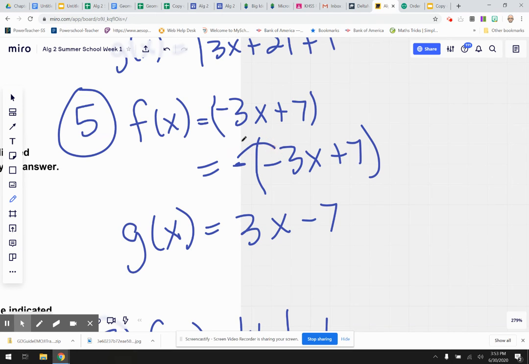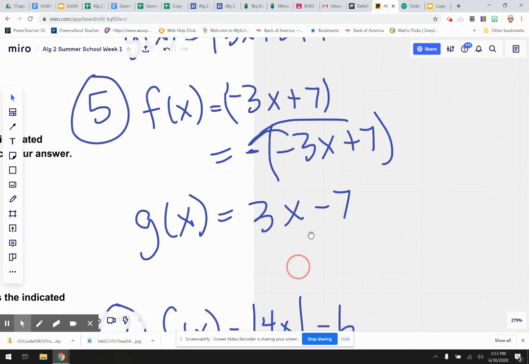That means you're going to end up distributing this negative to both terms. You get a negative times a negative is positive 3x. Negative times positive is negative 7. So this was your f of x function. This will be your g of x function, and there'll be a reflection across the x-axis.